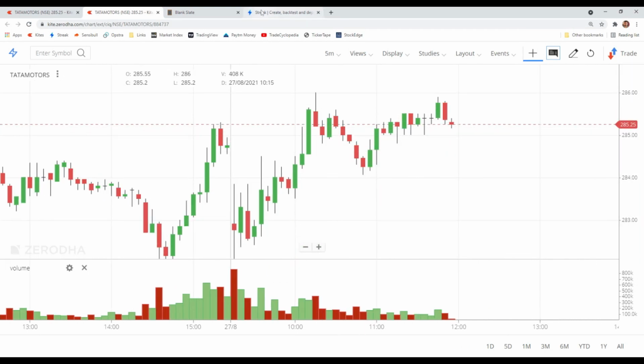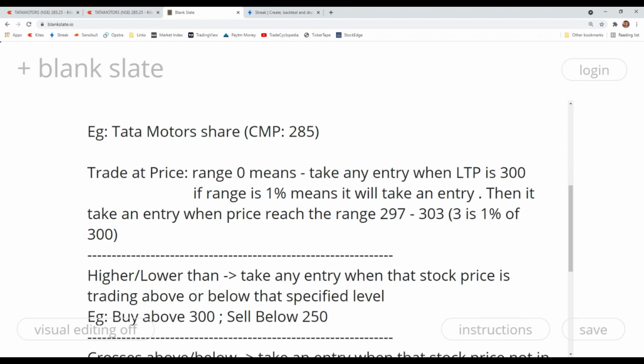I'll put three scenarios, and the first one is the trade at price condition. I have a trading conviction that if the Tata Motors price trades at 300 rupees, then I will take an entry, let it be a buy entry or sell entry. So I'll take an entry when the last traded price of Tata Motors is 300.